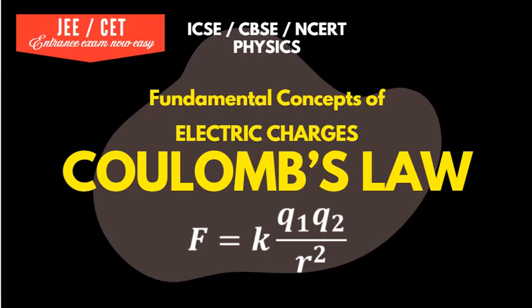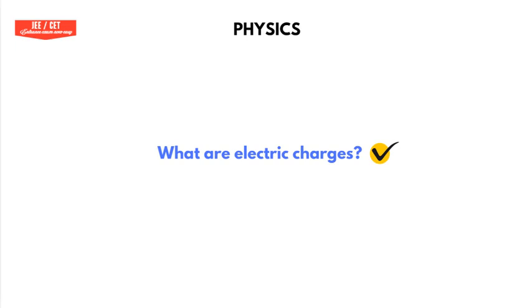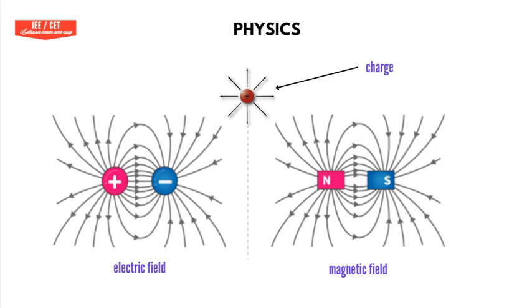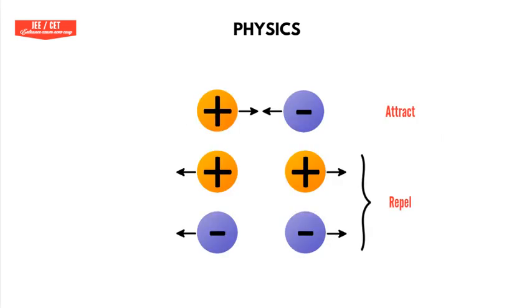What are electric charges? An electric charge is a fundamental property of matter that causes it to experience a force when placed in an electric and magnetic field. There are two types of electric charges, positive and negative. Like charges repel each other while opposite charges attract each other.